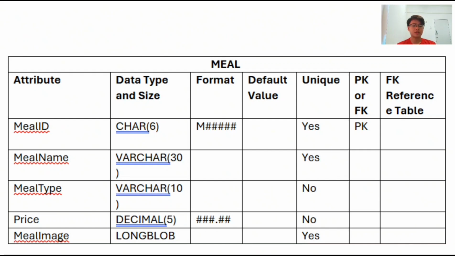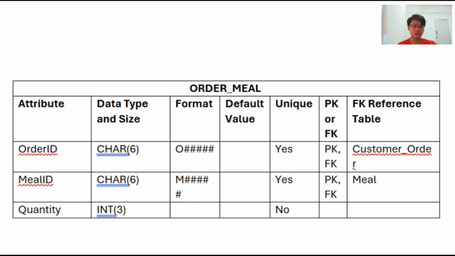This is the meal. A meal has an ID as the primary key, and it also records the name, type, price, and image of a meal. Next is the order meal table. This is the bridge table between meal and customer order. So it records the foreign keys of the meal and the customer order, which are order ID and meal ID. These two foreign keys are added as the primary key of the order meal table. So this order meal table records the quantity of meal in an order.